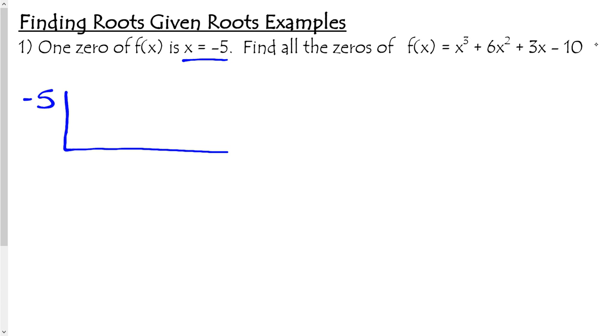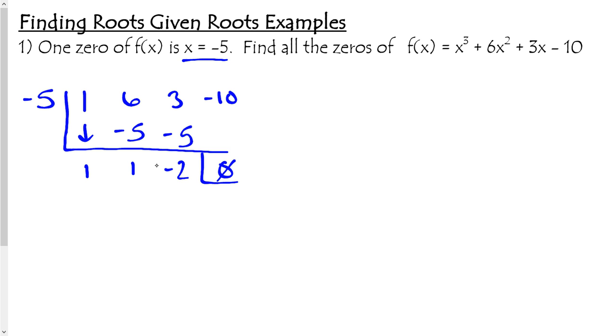So 3, 2, 1, none are my exponents. It's in standard form. And I can just go with a 1, a 6, a 3, and a -10. And because I know it's a zero, I know I'm going to get a 0 here. All right, so start by copying down the 1. -5 times 1 is -5. 6 minus 5 is 1. -5 times 1 is -5. 3 minus 5 is -2. And -5 times -2 is positive 10.